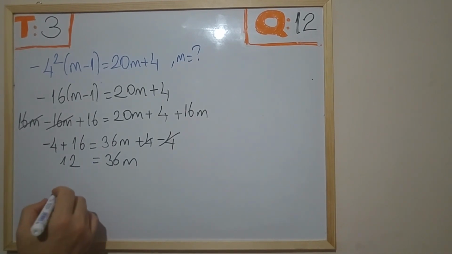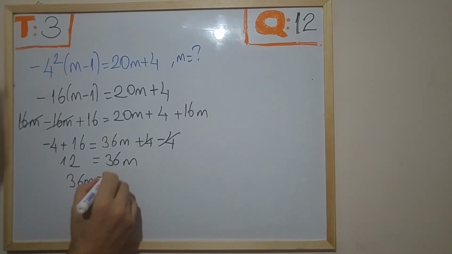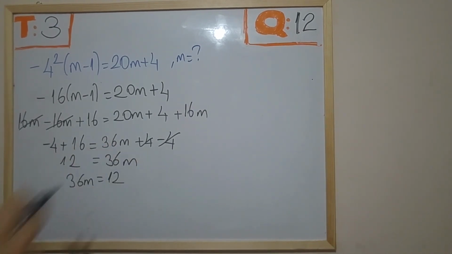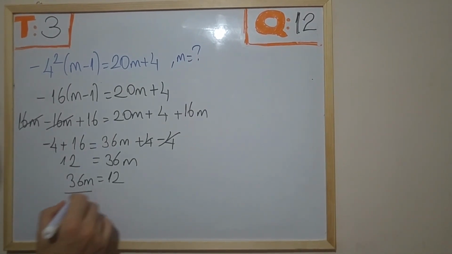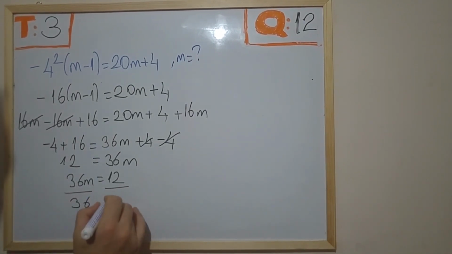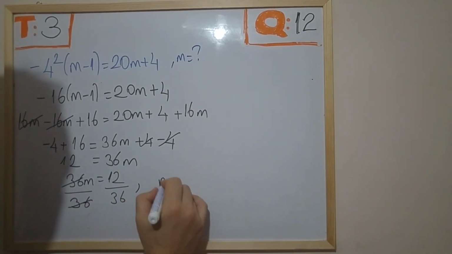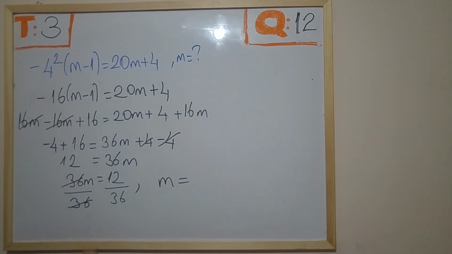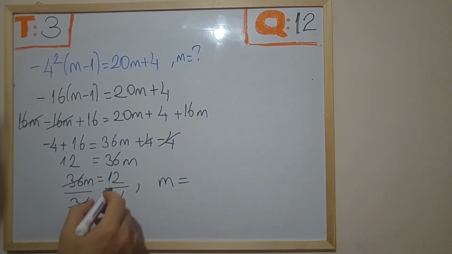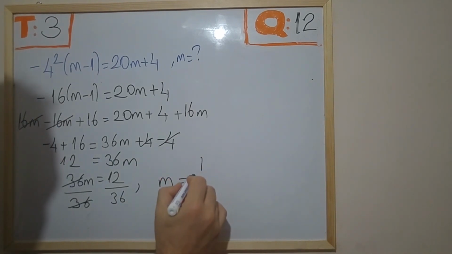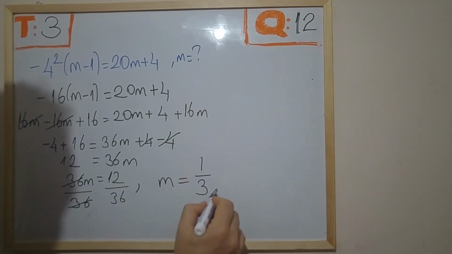As you know, we can denote it in both ways. You can say 36m is equal to 12, or 12 is equal to 36m. Both are okay. Now let's get rid of this 36 by dividing each side by 36. So we are left with m on the left-hand side is equal to 12 over 36, which is going to be 1 over 3.